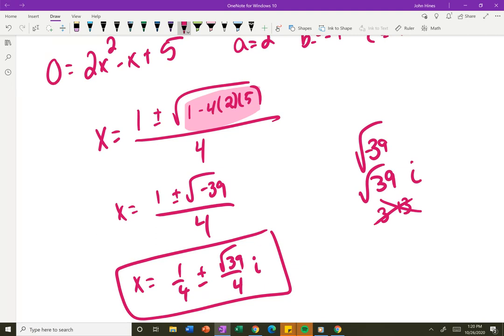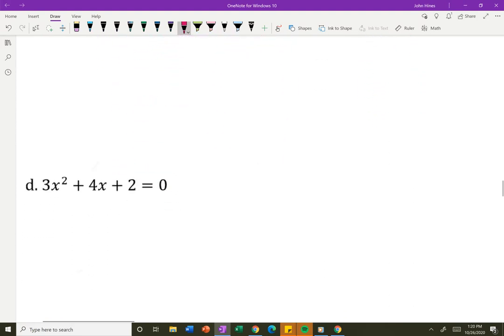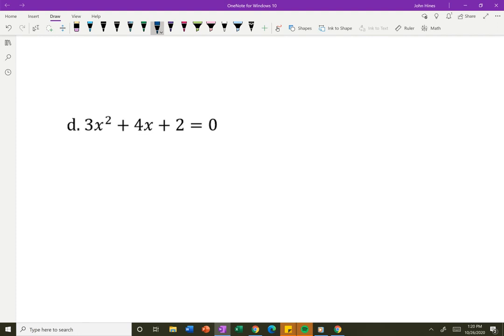All right, so again, we're just practicing the quadratic formula today. This one's nice and already equal to 0, so here we go.